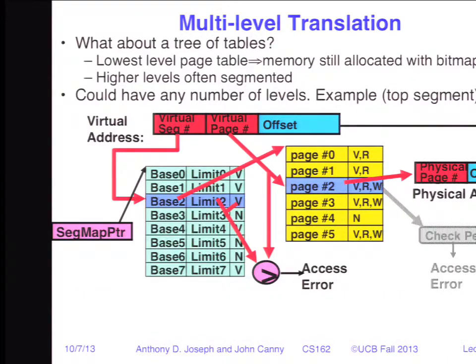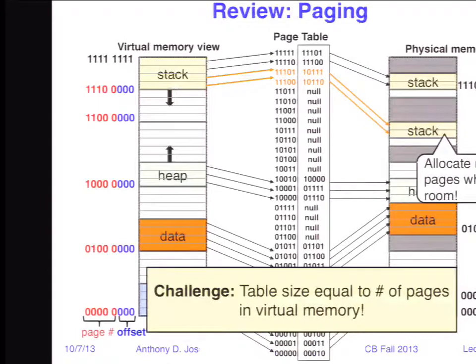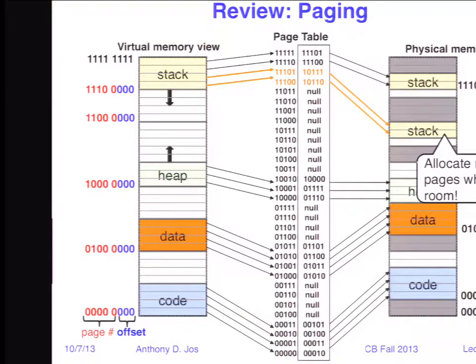So again, if we go back to this example, the challenge here is this table is a contiguous table, and the size of this table has to have one entry for every page that we could have in the virtual address space.